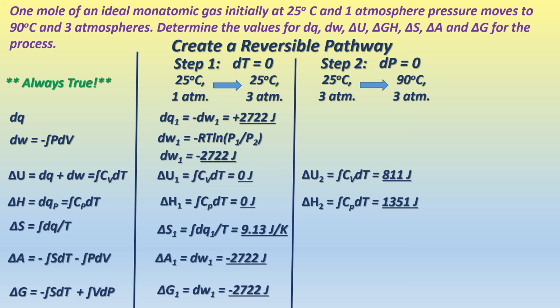So delta U and delta H for the second step are simple to calculate. Cv dT, Cp dT. 3/2 R times 65 gives me 811 joules for delta U. 5/2 R, Cp, times 65 degrees is 1,351 joules for delta H. I have also found heat, because the definition of delta H, Cp dT, is the definition of the heat transfer at a constant pressure. So 1,351 joules.